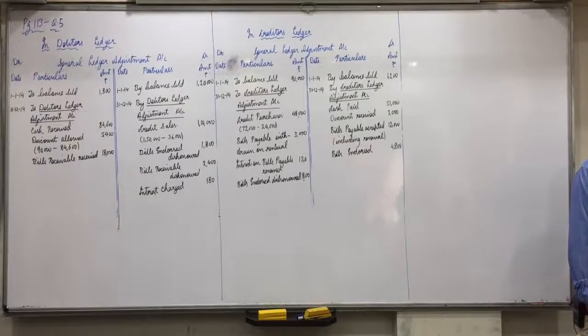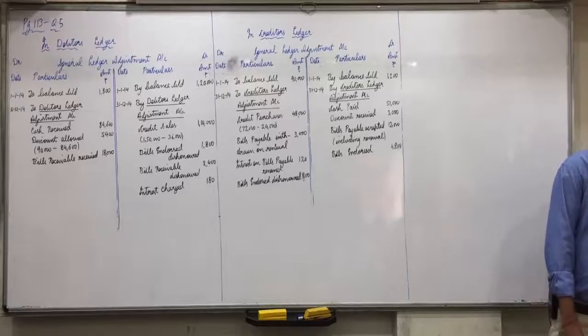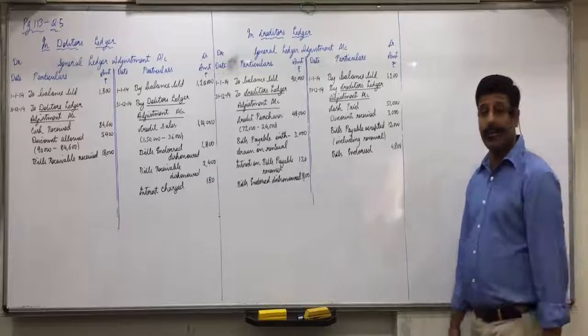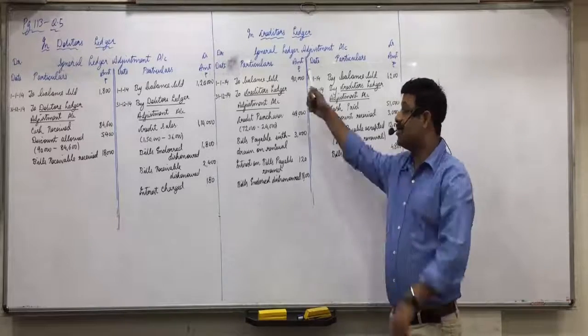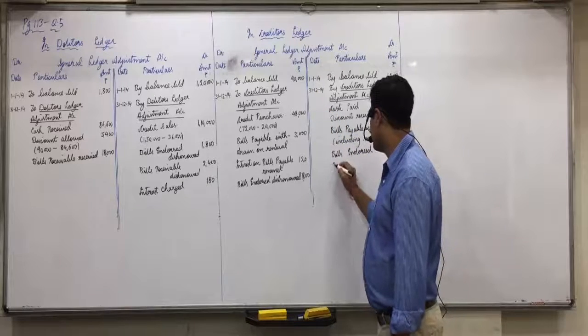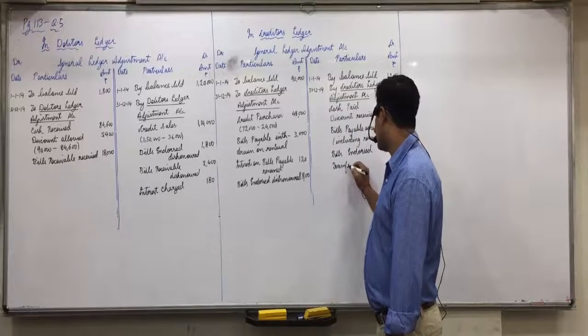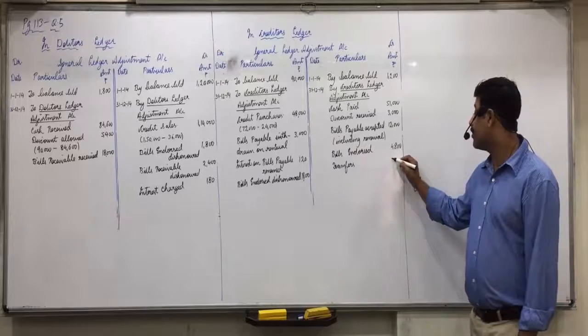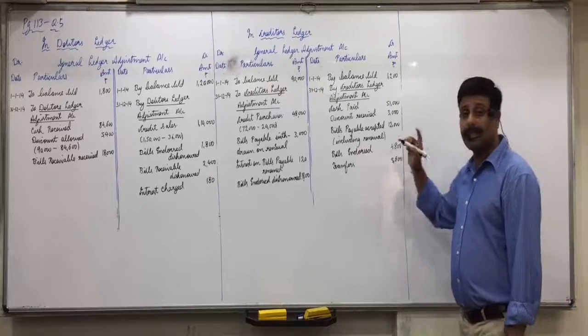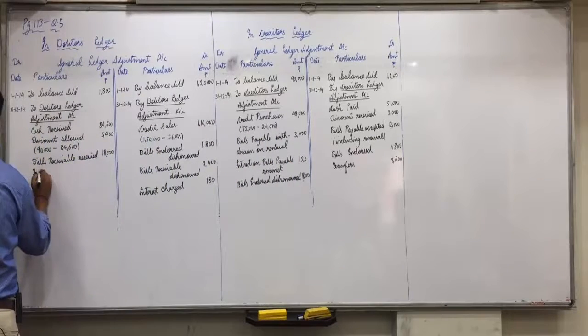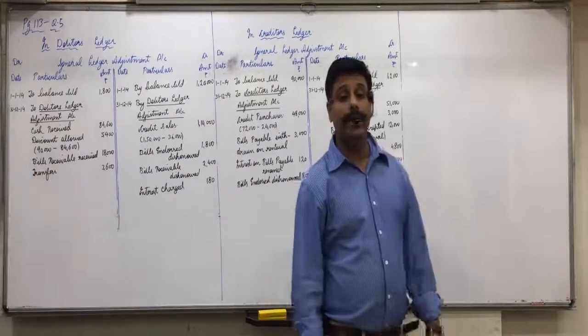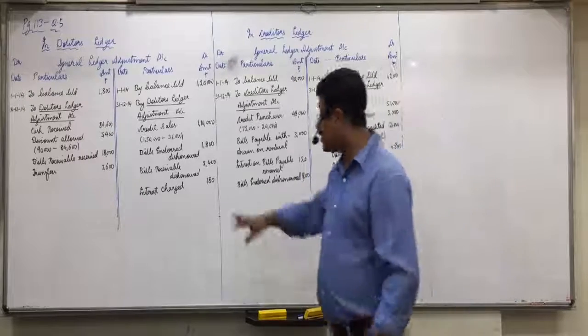Then transfer from one ledger to another ledger. Just now we discussed this in the previous question. Transfers, 3,600, creditors to debtors. Creditors debit means in creditors we would write on the debit side, but in the general ledger on the credit side. Transfers, there is an opposite account, 3,600. To debtors means in debtors we would write on the credit side, but in the general ledger on the debit side. Transfers 3,600.